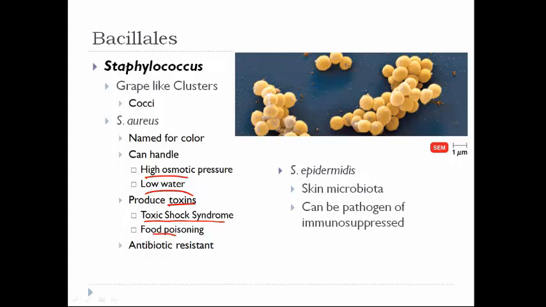It can also cause food poisoning, and it is antibiotic resistant. We'll talk more about Staph aureus later. And then, of course, Staph epi, which we've played with in class. It is a skin microbiota. It is good for you to have, but it can be a pathogen of the immunosuppressed.